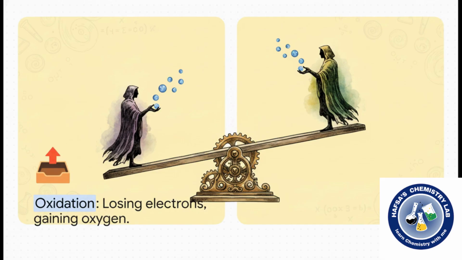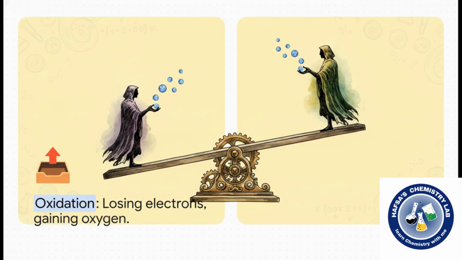On one side of our chemical ledger, we've got oxidation. At its very core, oxidation is the explicit process of losing electrons. Now, classically, chemists also define this as adding oxygen or removing hydrogen. And then on the flip side, we have reduction. This is the exact opposite: gaining electrons, or adding hydrogen and removing oxygen.